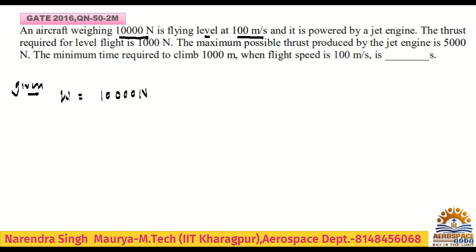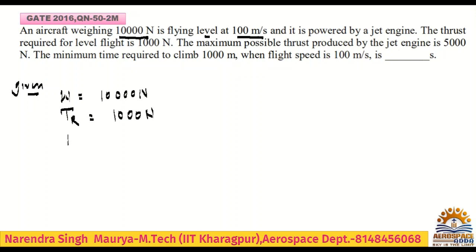engine. The thrust of the engine is given. 100 meter per second, and it is powered by a jet engine. The thrust required for the flight is 1000 Newton. So thrust required, I will write this for jet engine. How much it is? 1000 Newton. The maximum possible thrust produced by the jet engine.